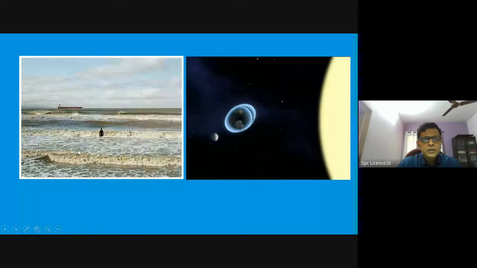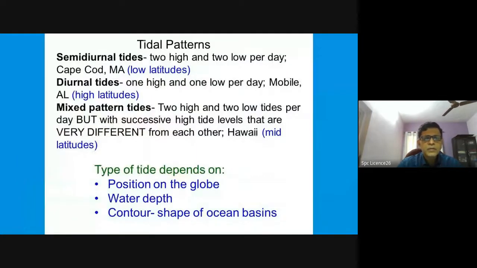And these are the various types of patterns that you would have as far as tides are concerned. At low latitudes, around the equator, you're going to have semi-diurnal tides. Semi-diurnal means you're going to have two high tides and two low tides near the equator. As you move away from the equator, you're going to have two highs and two lows, but with successive high tide levels that are very different from each other. While at very high latitudes, you would have only one high tide and one low tide.